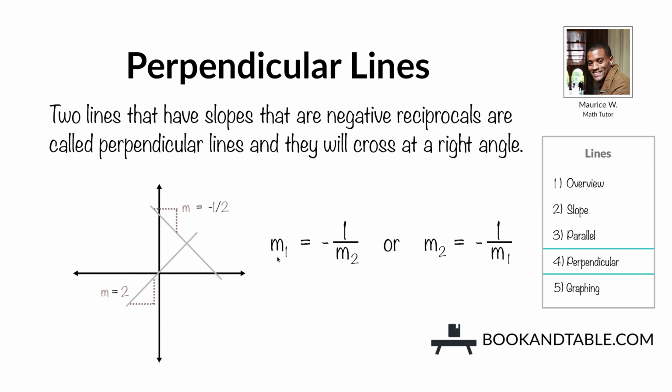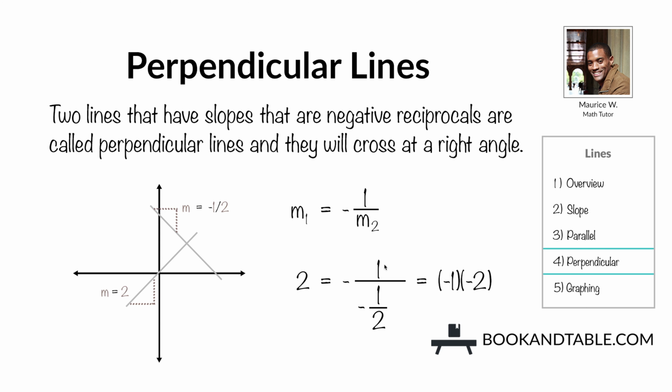So this is also what it looks like. One of the slopes is equal to -1 divided by the other slope. And the other slope is equal to -1 divided by the other slope. -1 divided by -1/2.